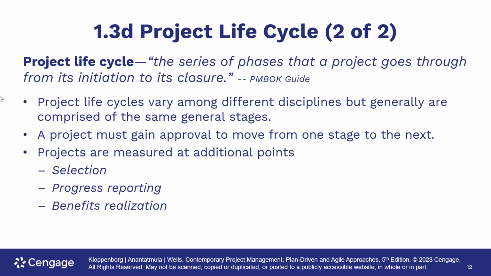So finally, we have what's called the project life cycle, okay? The project life cycle is a series of phases that a project goes through from its initiation to its closure. That is the PMBOK definition. Project life cycles vary among different disciplines, but generally are comprised of the same general stages. A project must gain approval to move from one stage to the next, typically. And projects are measured at additional points. So you've got your selections, you've got the progress reporting, and then you've got the benefits realization.